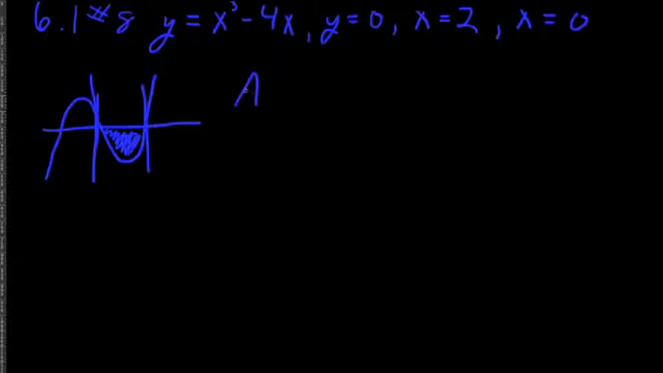The area is going to be the integral from 0 to 2, because that's what we're given up here, x equals 2 and x equals 0. And then we're going to get 0 minus x cubed minus 4x dx.